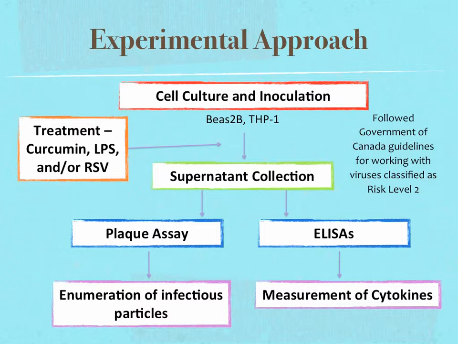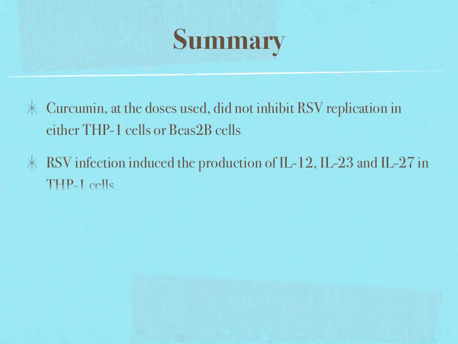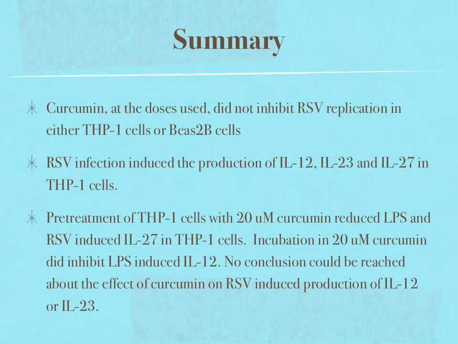A plaque assay was performed for the enumeration of infectious particles, and ELISAs were conducted to measure the amount and types of cytokines found. I found that curcumin does not affect the replication of RSV in THP1 or BAS2B cells. However, I observed that curcumin slightly reduced IL-12 production at 20 micromolar. IL-27 was shown to be significantly reduced by curcumin at 20 micromolar.